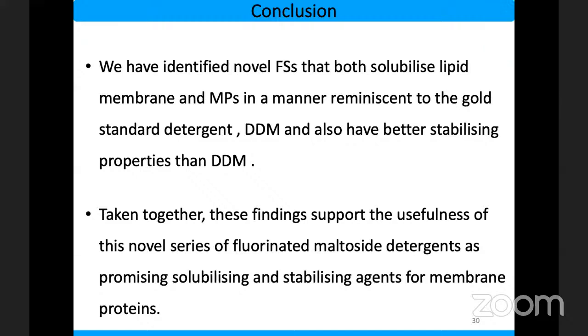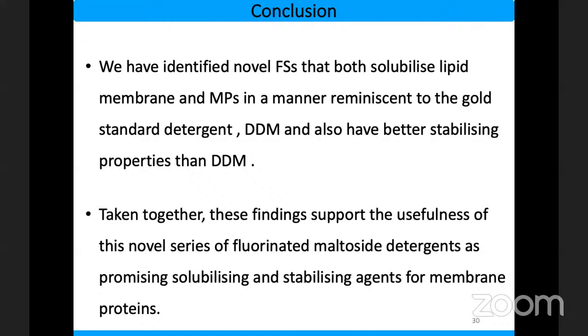Yeah, because if the structure is retained, that means the functionality is retained, is it not? Yeah. So we have tried for two proteins, like for OmpLA, outer membrane phospholipase A, in the enzymatic activity, and it showed that it performs better than DDM for one of our compounds.